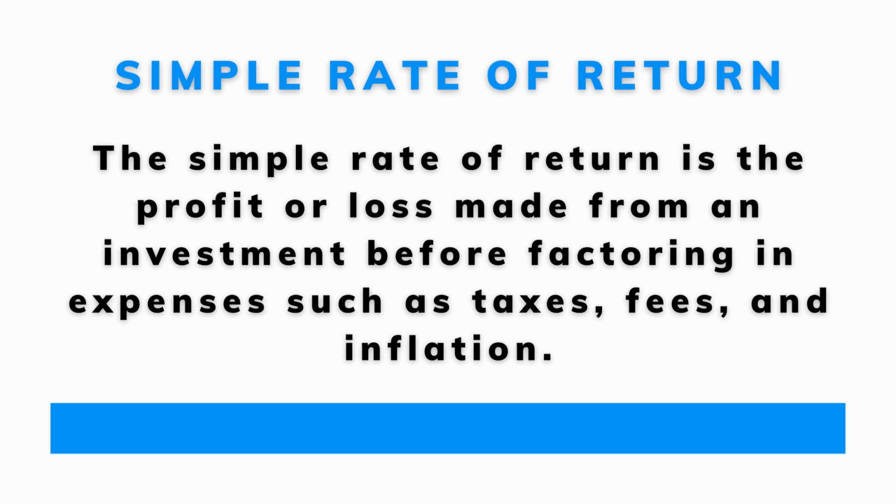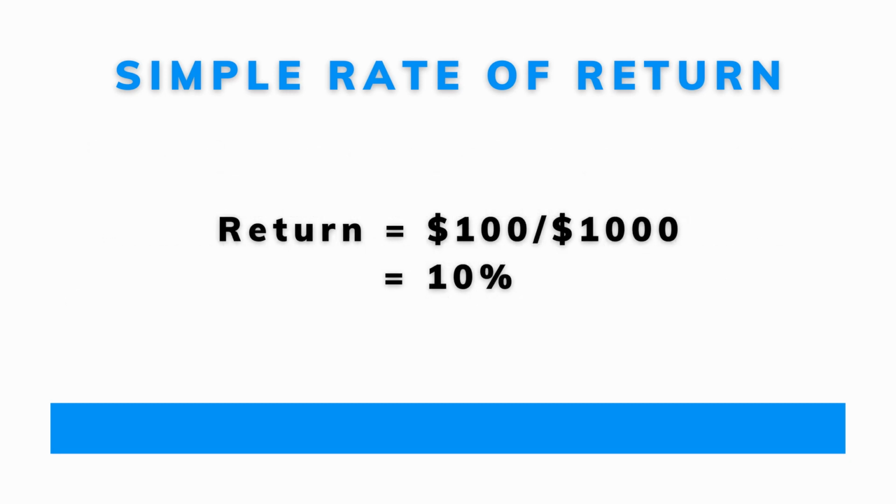For example, an investor made a profit of $100 from a $1,000 investment. What is the simple rate of return? The simple rate of return is $100 divided by $1,000, which is 10%.